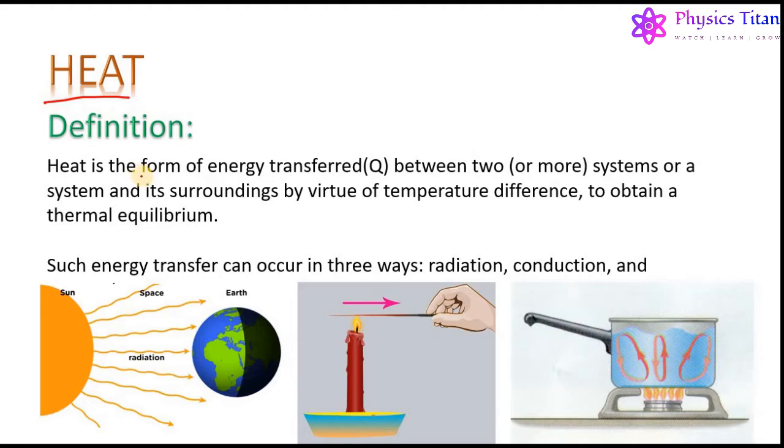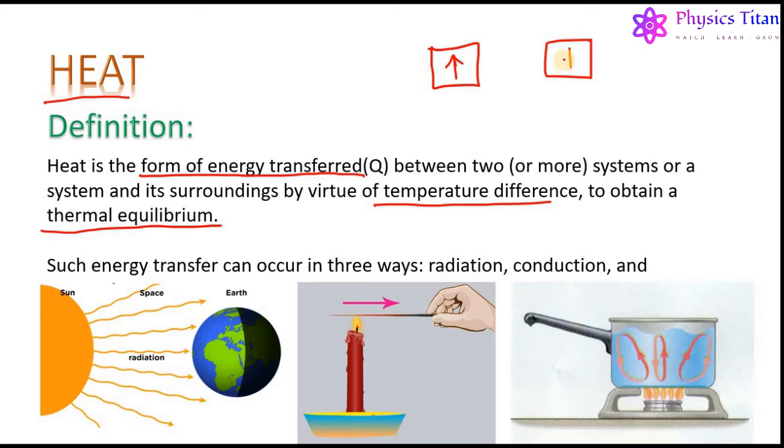Now let us proceed further and talk about heat. Definition: heat is the form of energy transferred, which is denoted by Q, between two or more systems or a system and its surroundings by virtue of temperature difference to obtain a thermal equilibrium. Now, a thermal equilibrium is the condition in which the temperature between the two systems or the system and its surrounding becomes equal.